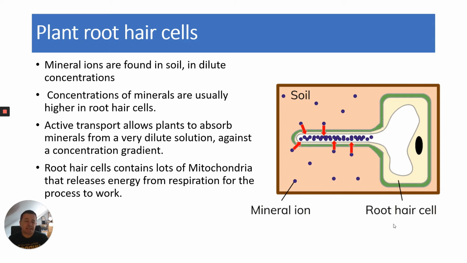As it says here, mineral ions are found in soil, usually in more dilute solutions than inside the root hair cell. So active transport allows the plants to absorb the minerals from a very dilute solution against a concentration gradient. Now, the root hair cell has a large surface area, which is an advantage, but it also contains lots of mitochondria that release the energy from respiration for the process to work.